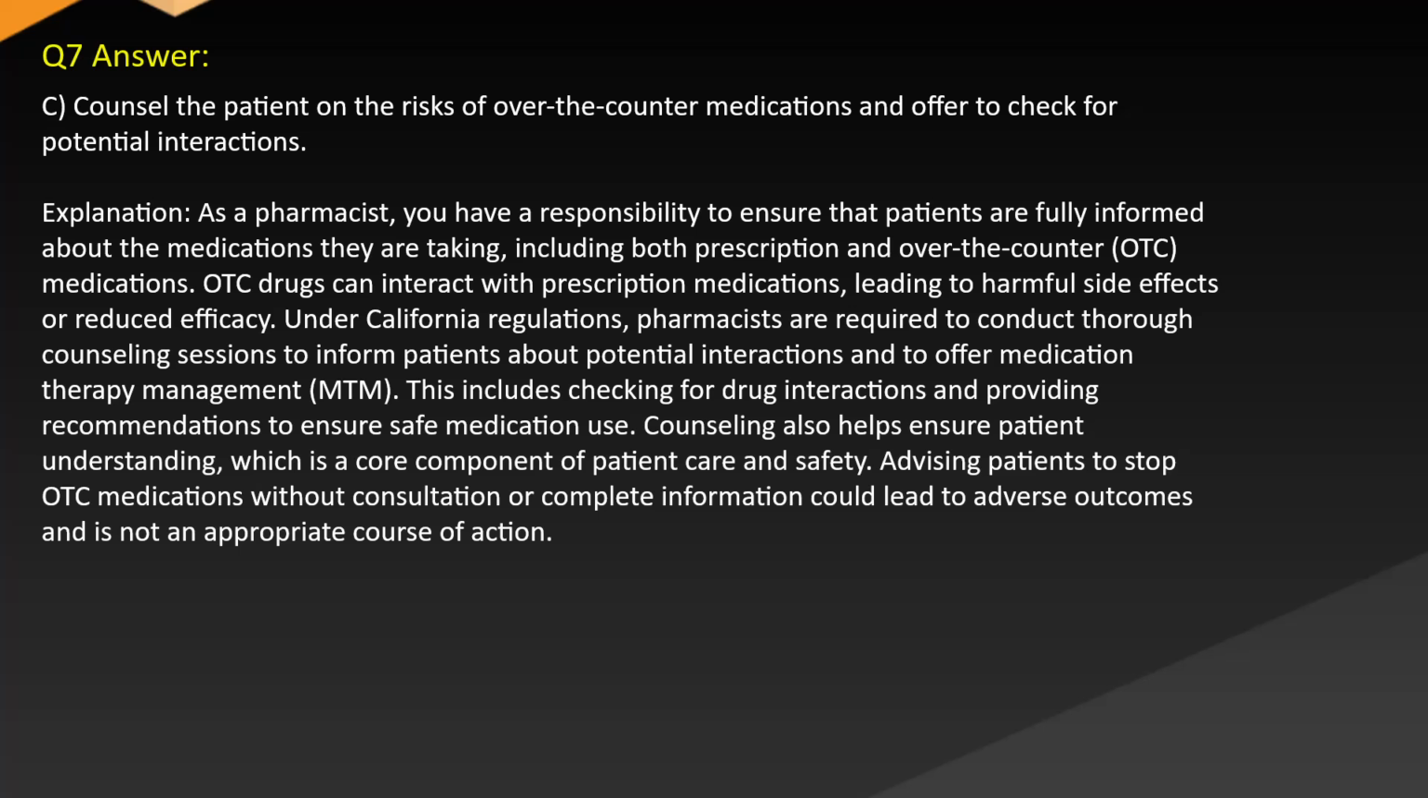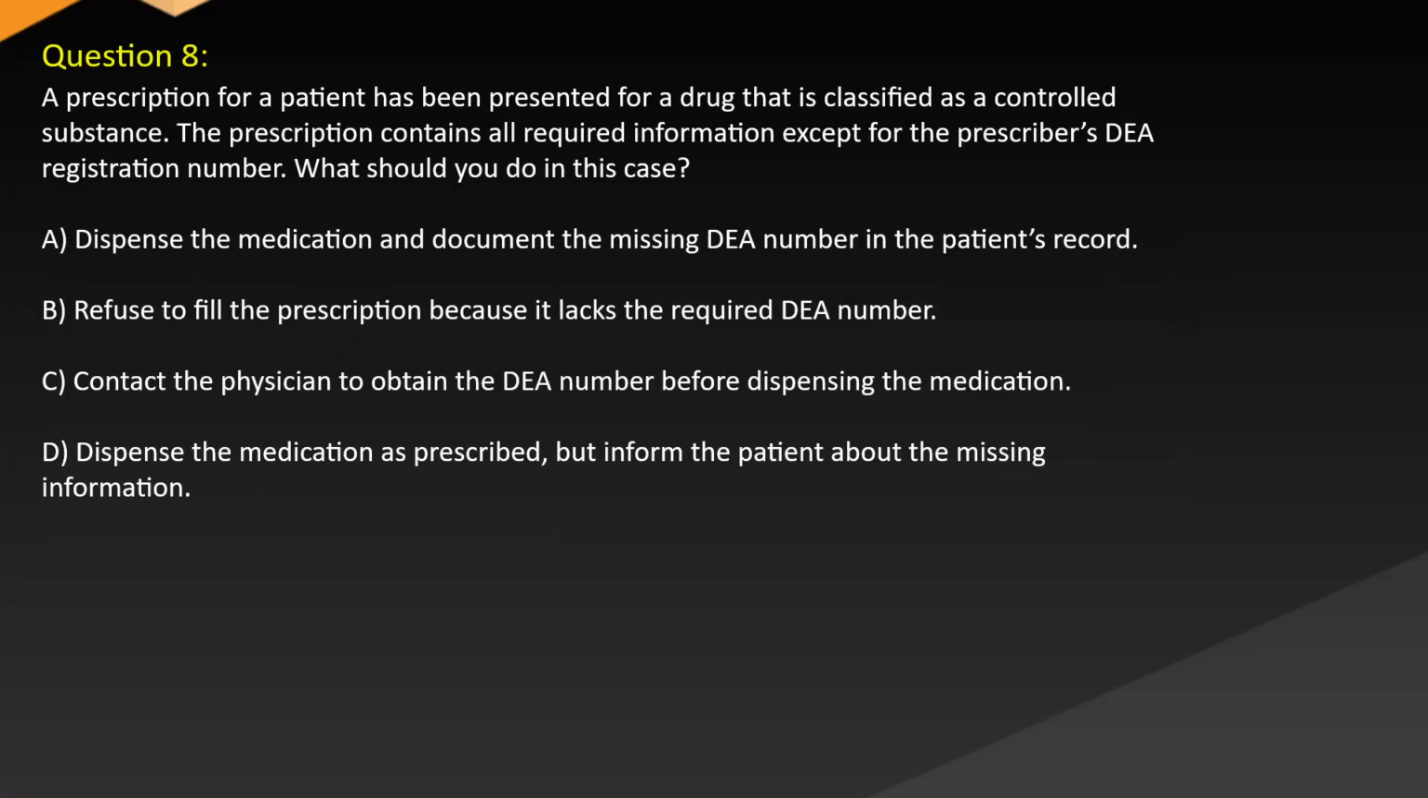Advising patients to stop medicating without consultation or complete information could lead to adverse outcomes and is not an appropriate course of action. Question 8. A prescription for a patient has been presented for a drug that is classified as a controlled substance. The prescription contains all required information except for the prescriber's DEA registration number. What should you do in this case?